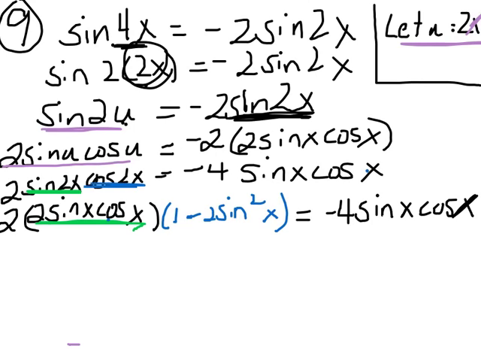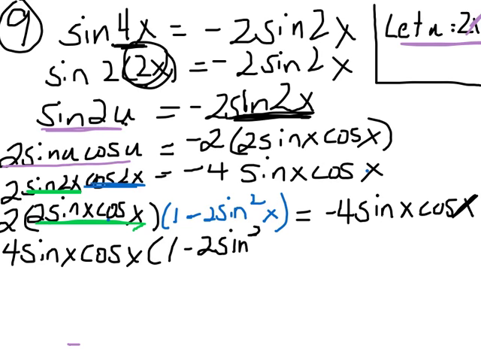So over here I have 4 sine x cosine x times 1 minus 2 sine squared x. This looks so ugly. Now let me add, the right-hand side is negative, so let me add that to both sides.